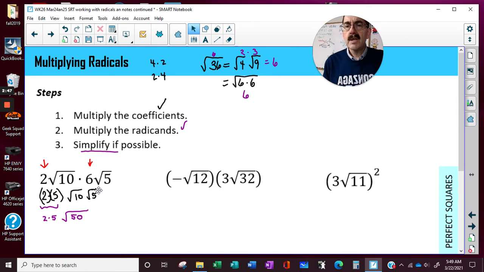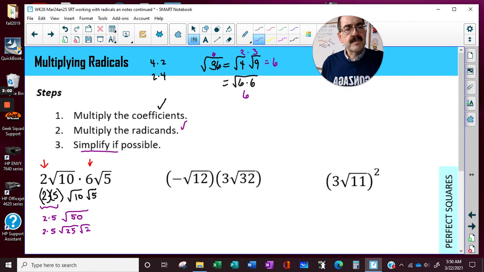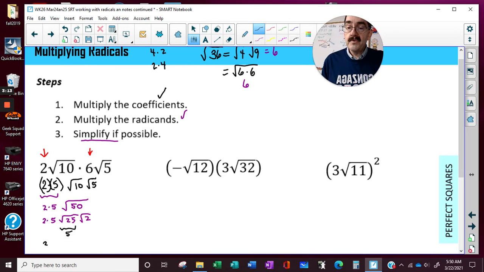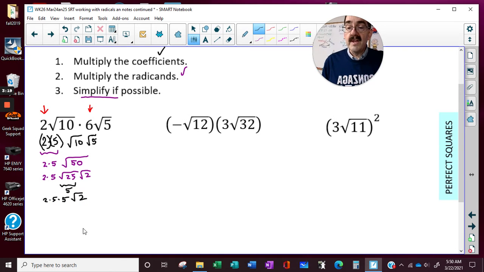Pause the video, take a look. Here's our goal. Our goal is to get 2 times 5 times the square root of 25 times the square root of 2. Can you see that 2 times 25 is 50? And we know the square root of 25 is 5. Okay? So now we have 2 times 5 times 5 times radical 2. Final answer, 2 times 5 times 5. 2 times 5 is 10. 5 times 10 is 50.